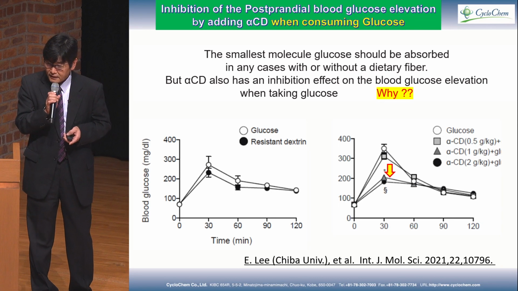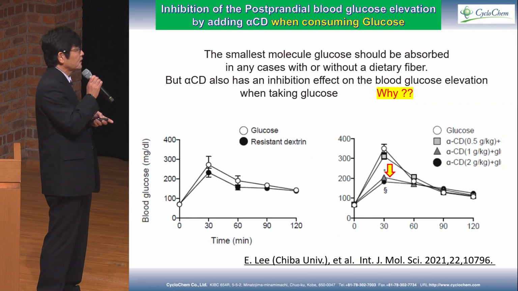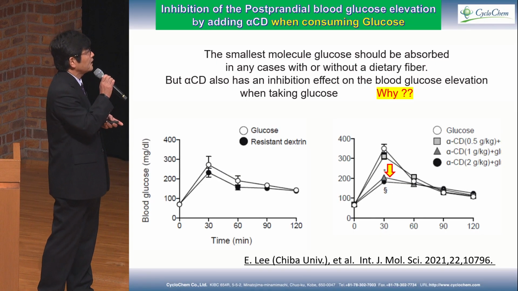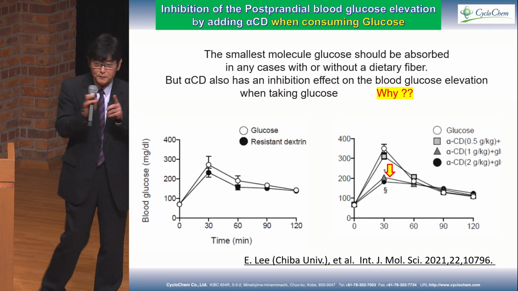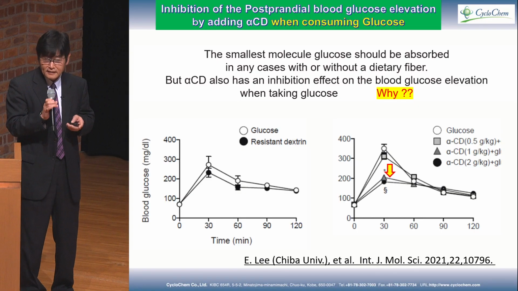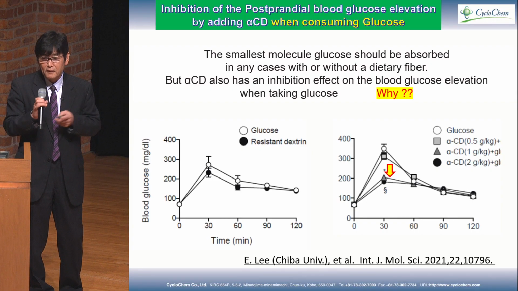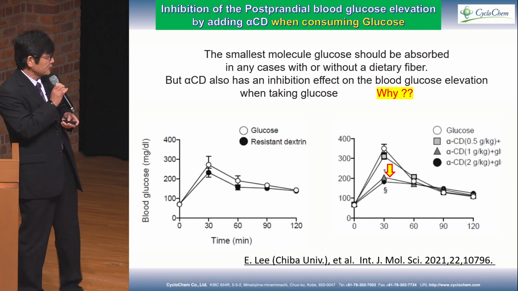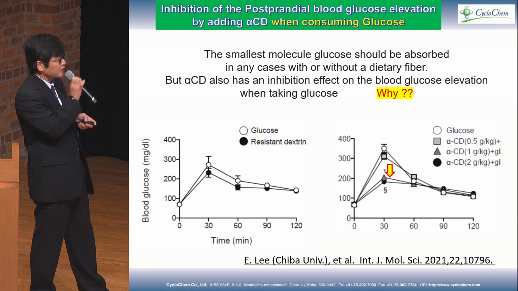But alpha-cyclodextrin inhibits not only carbohydrate but also glucose, with inhibition of the postprandial blood glucose elevation when consuming glucose. Glucose is the smallest molecule, so it should be absorbed in any case, with or without carbohydrate, because there is no necessity to decompose or hydrolyze it. But alpha-cyclodextrin has a good effect to reduce the blood glucose elevation.